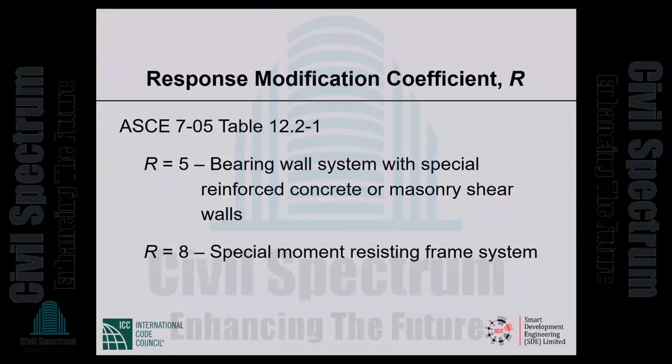Just like we talked about benchmark site classes, there are two kinds of benchmark structural systems. One is a bearing wall system with special reinforced concrete or masonry shear walls. Those are designed for an R of 5. In ASCE 7-05, you have the same value. The other is the special moment resisting frame system. And the R value in ASCE 7-05 is 8. And you have the same R of 8. So those are kind of benchmark systems. And the other systems were assigned R values initially by comparison with those benchmark systems.